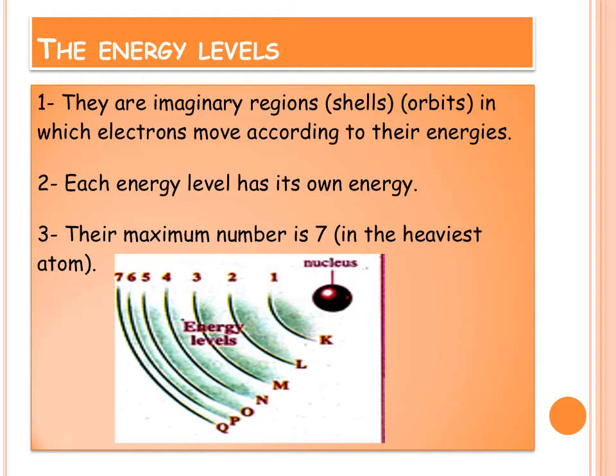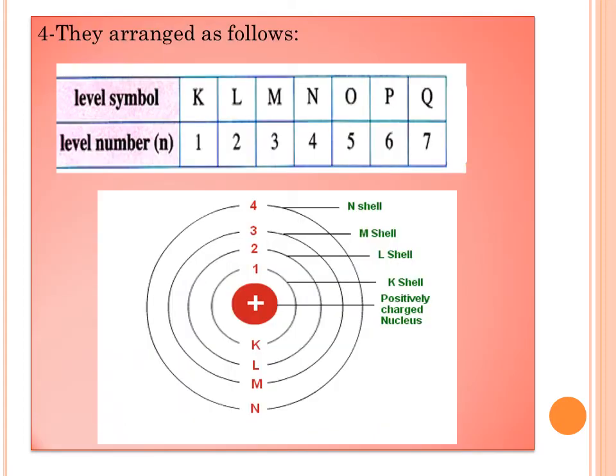Their maximum number is 7. The atom which has 7 energy levels will be heavy. So in the heaviest atom, the maximum number is 7. They are arranged as follows: K, L, M, N, O, P, Q. K takes number 1, L number 2, and so on till Q number 7. They are arranged from K to Q. The nearest level to the nucleus is K. The farthest level is Q. The lowest energy level is K. The highest energy level is Q.